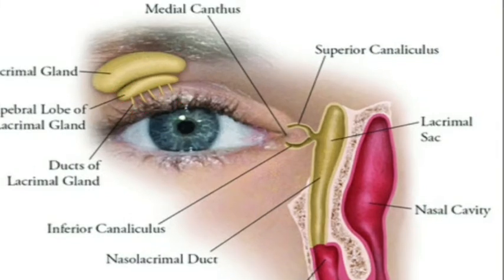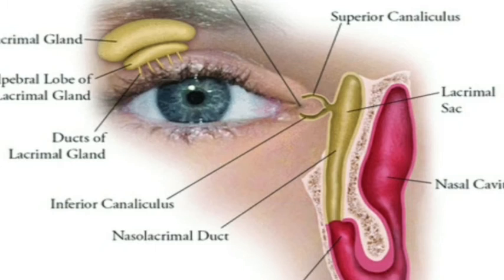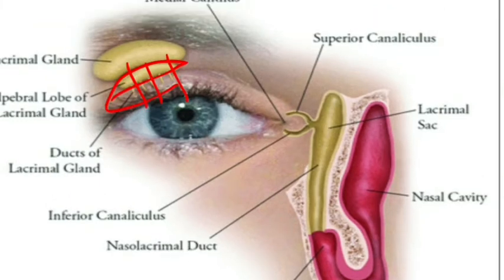Where this small palpebral lobe is situated, it is just below the main lacrimal gland, but the ducts of this main lacrimal gland pass through the small palpebral part. So whenever you are doing surgery and if you remove this palpebral part of the lacrimal gland also, the lacrimal gland will not be functioning because there is no passage for the secretion of the lacrimal fluid or the tear fluid from the gland to the conjunctiva.